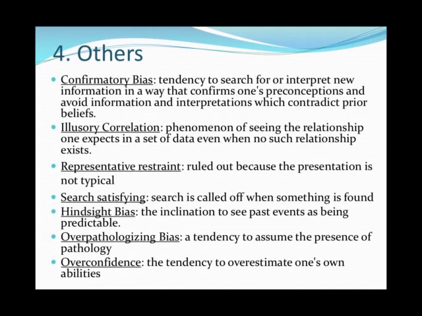So here's some other tests, and like I said, there are some other biases. You don't need to know all these. I'm just kind of showing you how many there are. Like confirmatory bias, that's a tendency to search for or interpret new information in a way that confirms someone's preconceptions and avoids information interpretations which contradict the prior beliefs.